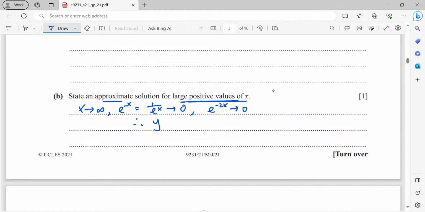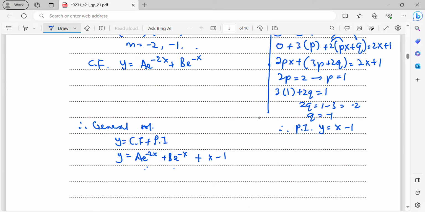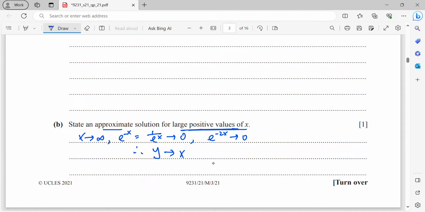That means my y will tend to, okay, so when this is 0, this is 0, this means my y will tend to x - 1. Alright, so my y is approximately x - 1. So that's the solution for part B.